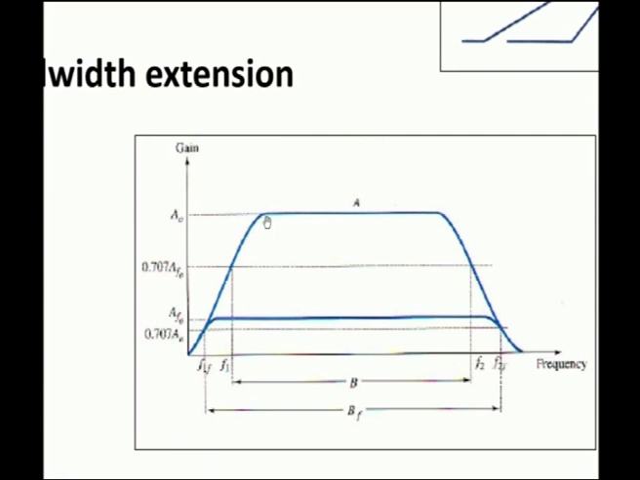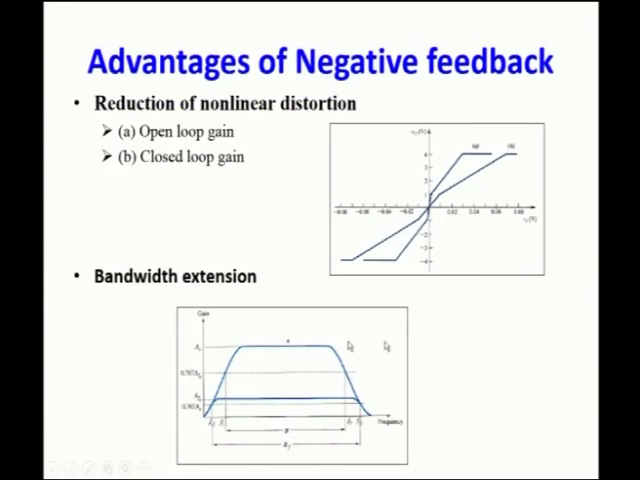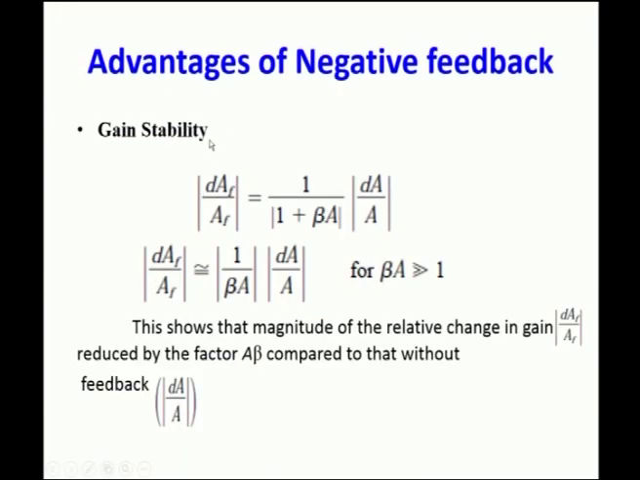So, here this is the bandwidth, this B is F1 minus F2, and the B suffix F is the bandwidth of the amplifier with the feedback. The bandwidth of the amplifier with the feedback is extended, where you can see FLF minus FHF or F1F minus F2F. So, the bandwidth is extended if you give negative feedback to an amplifier. How is the gain stable? This can be proved in a problem. We will see it later.